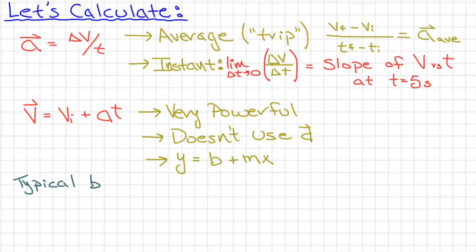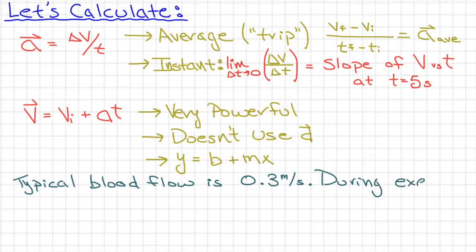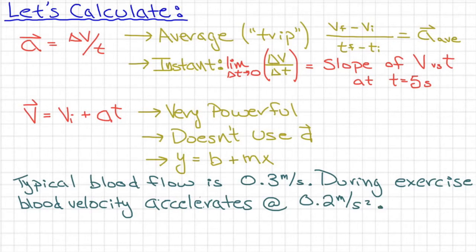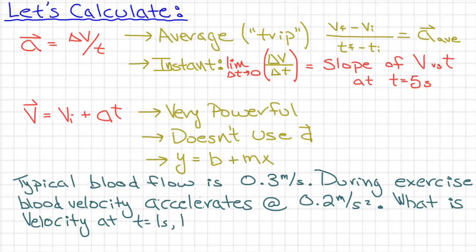Let's look at a quick example of how we can use this formula to get an answer. Some students might mistakenly use the vf squared equals vi squared formula that we're going to cover in the next slide. But let's look at this. Blood flow is typically 0.3 meters per second. During exercise, the blood velocity accelerates at 0.2 meters per second squared. What is the velocity of blood at time equals 1, 1.5, and 2 seconds?